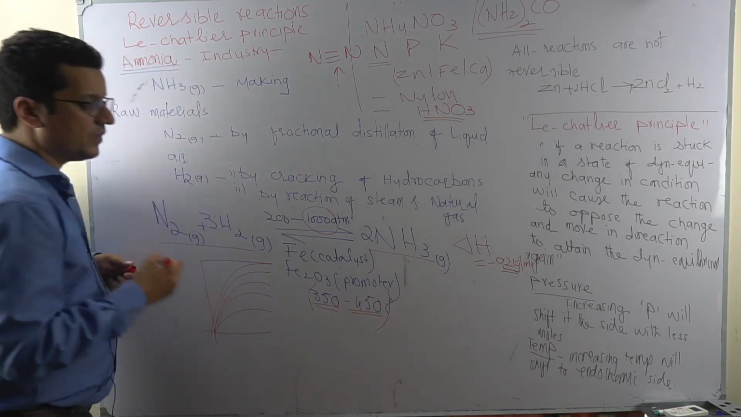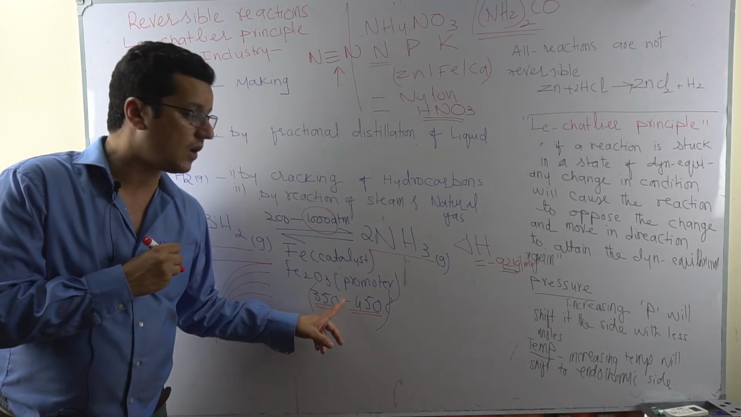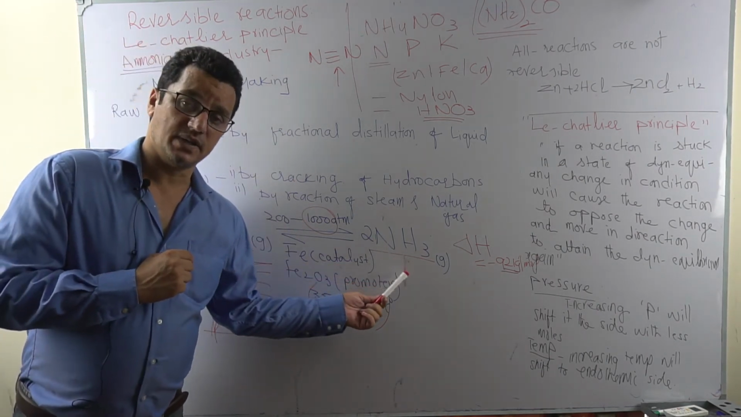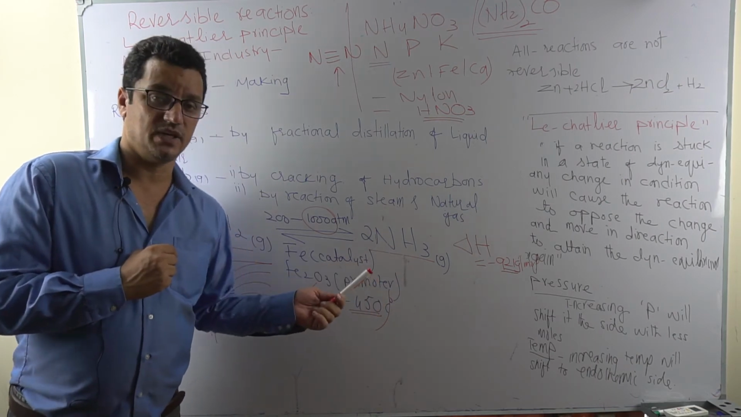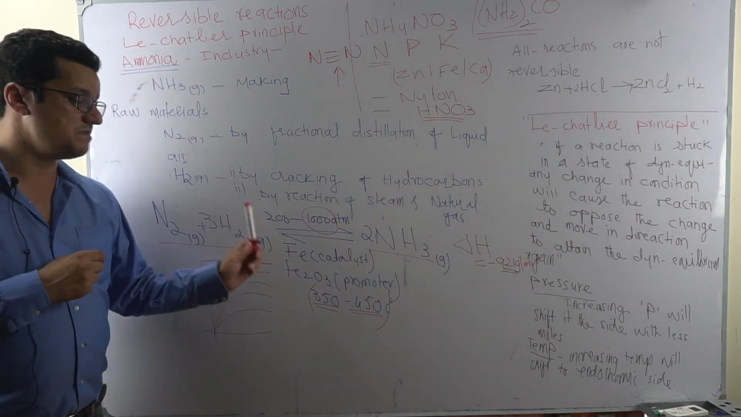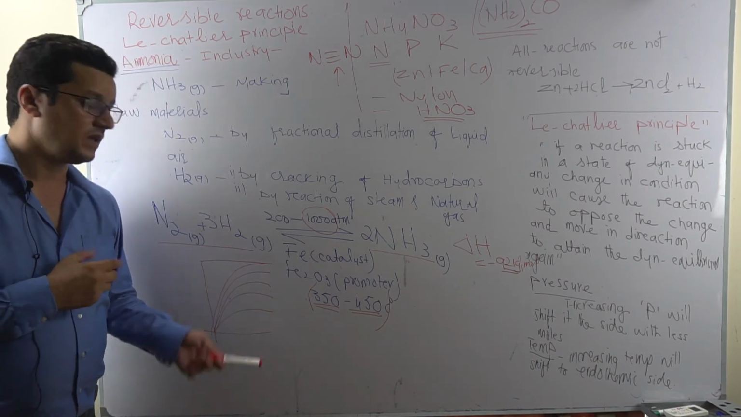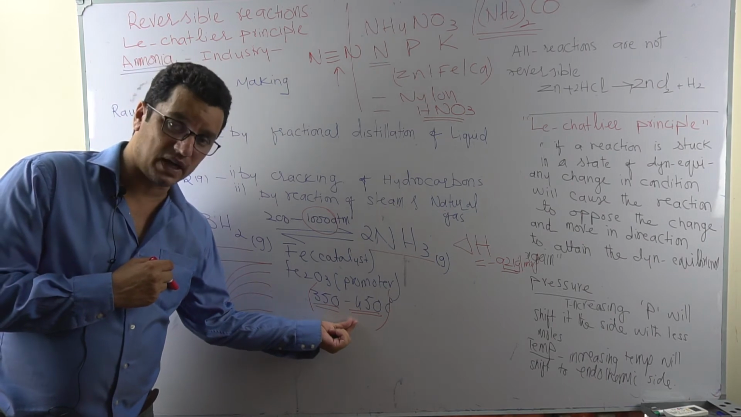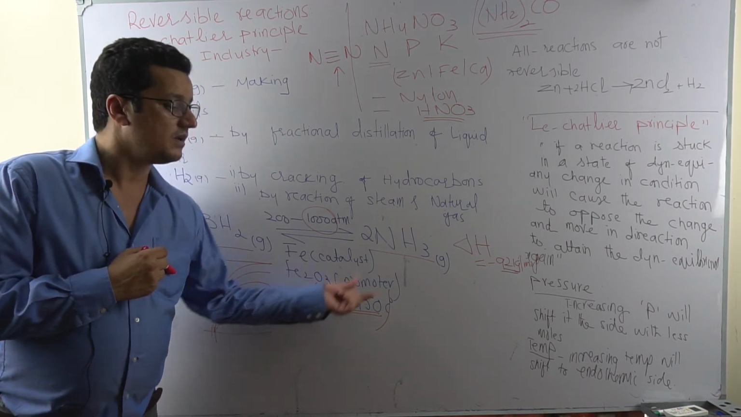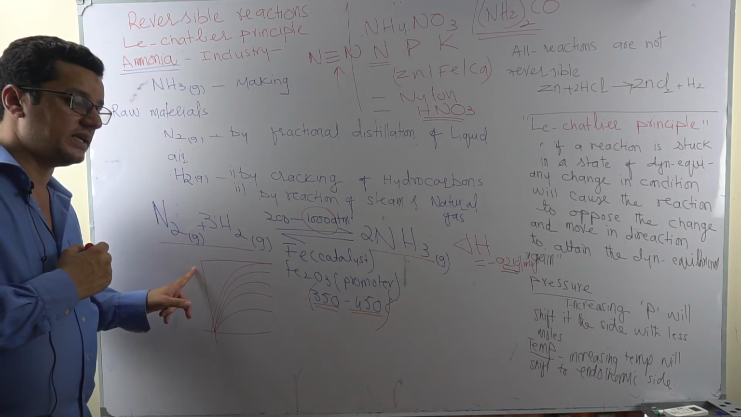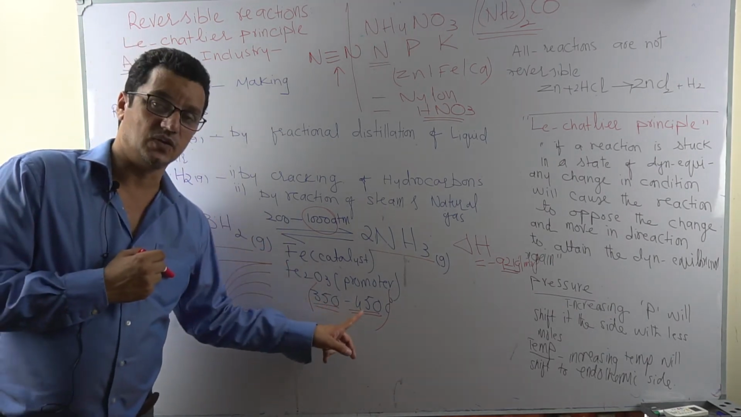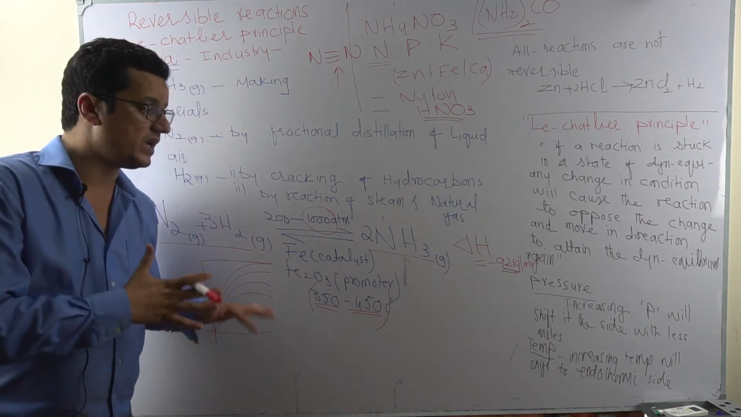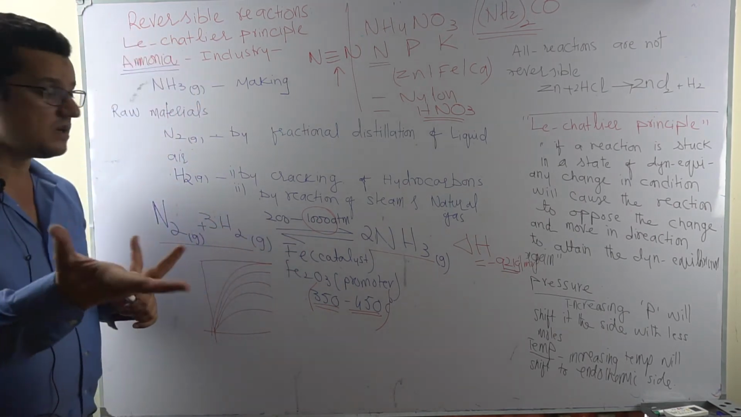So 350 to 450 degrees Celsius is considered the optimum condition for the Haber process, where the yield is appreciable and the rate is also appreciable. Somebody may ask why high temperature. It's not high, it's a compromise, because a very high temperature means shifting it to the reactant side. So it is kept between 350 and 450. The word compromise is used because it adjusts the rate as well as the yield. Yield may be compromised a bit.